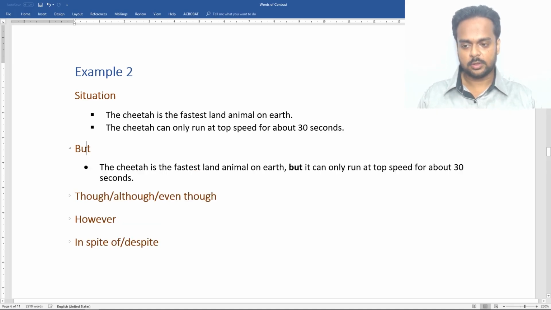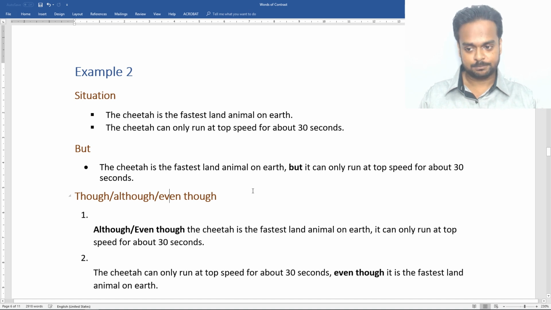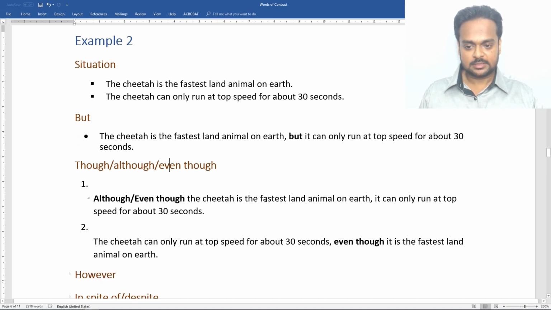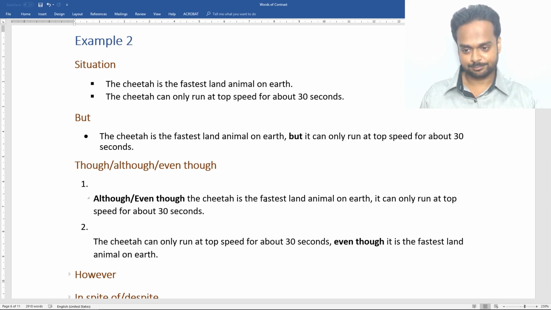All right, the sentence with but is very easy. First clause, but, and then the second clause. Now, in this situation though, this doesn't give us enough contrast. So what you can do is use although or even though. Although the cheetah is the fastest land animal on earth, it can only run at top speed for about 30 seconds. Sounds like something you might hear on National Geographic.